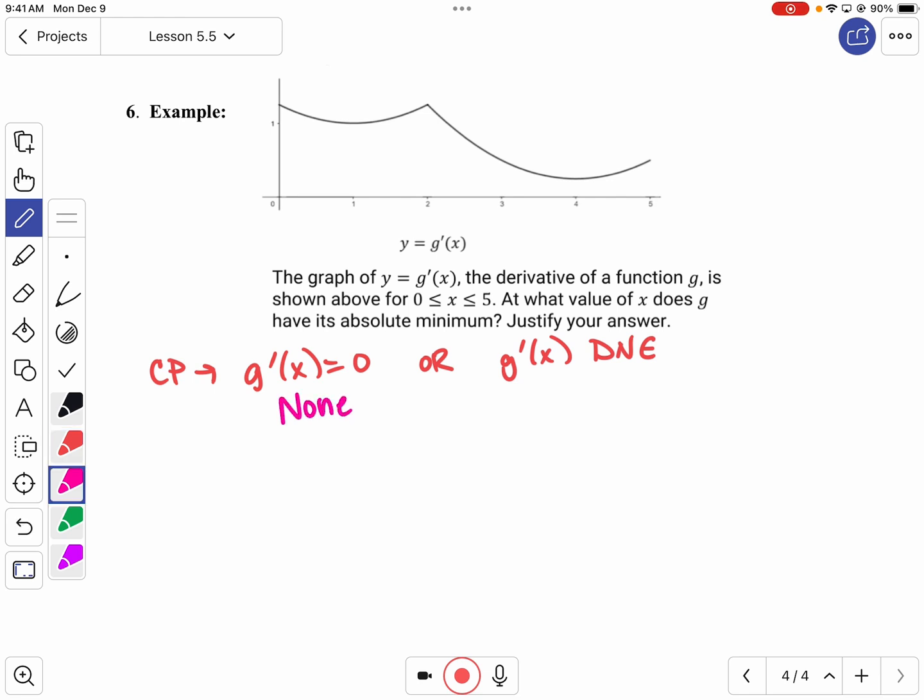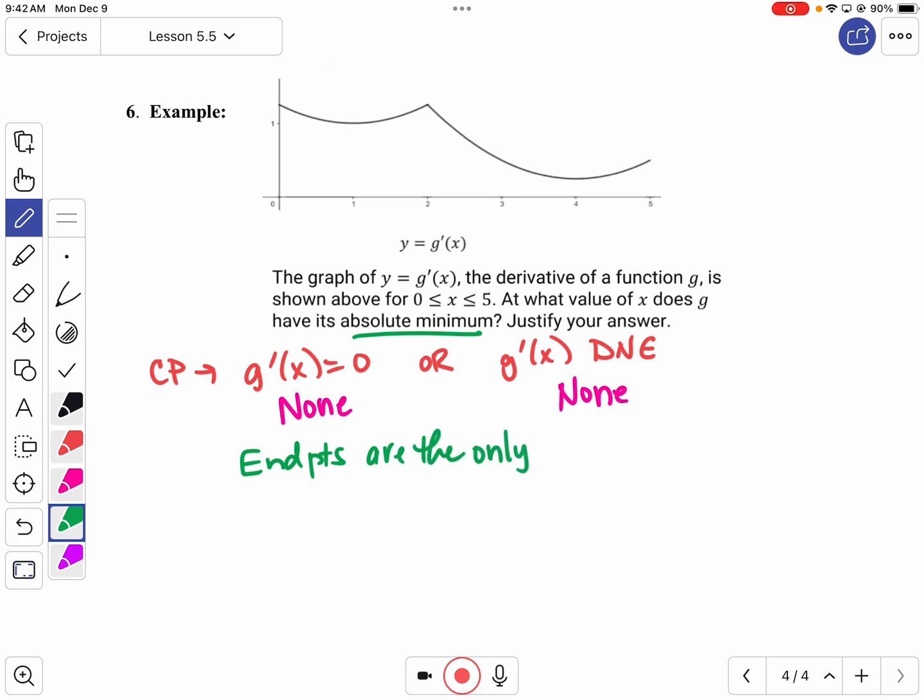So looking at the graph, does this derivative ever equal 0? None. Does this derivative have a discontinuity in it where it fails to exist? No. There are no holes, there's no asymptote. So our only options for an absolute minimum come from where? The endpoints. My endpoints are the only candidates.